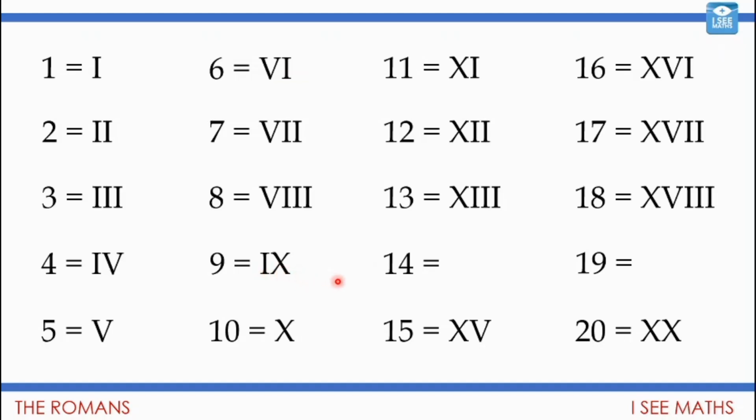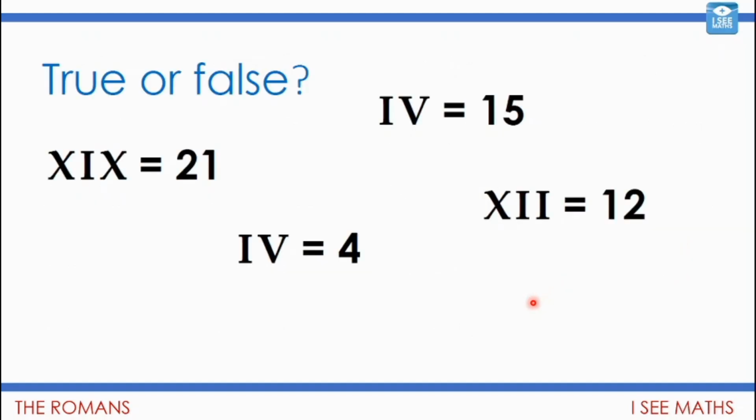Now, can you have a guess what 14 looks like? And 19? Well, should we see? It looks like this. 14 then, we have a 10 and 1 less than 5. And 19, we have a 10 and 1 less than 10. So it's like a 10 and a 9 there. And that's how our Roman numerals up to 20 are built. So let's have a look at these ones. True or false? Have a think about these examples. Pause the video and we'll have a look at them.